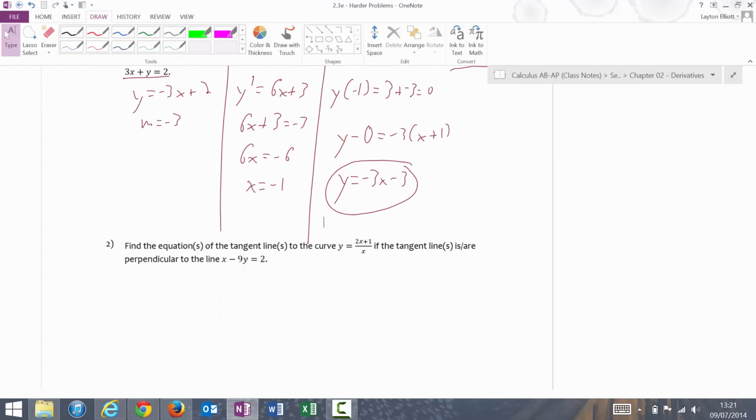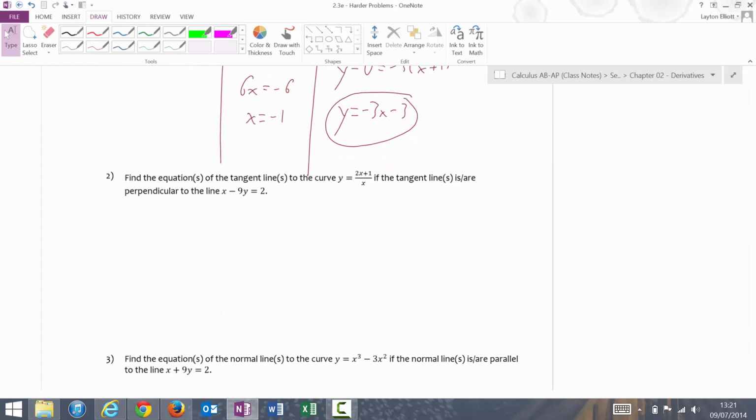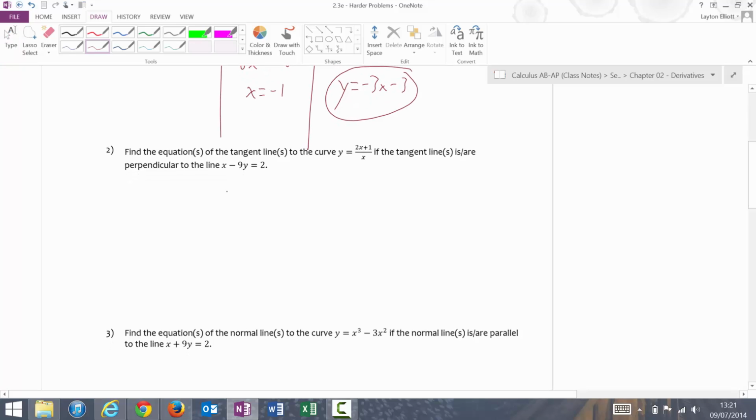Number 2, we have perpendicular. Equation of the tangent line if the tangent line is perpendicular to the line x minus 9y is equal to 2. If I want a perpendicular line, take this and solve it for y. So I get 1/9 x minus 2/9. And I know that the slope of that line is 1/9, but the slope that I want, the perpendicular slope, is the opposite reciprocal of 1/9, which is -9.